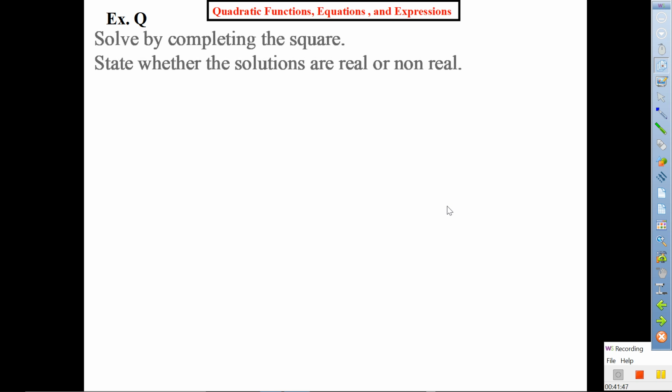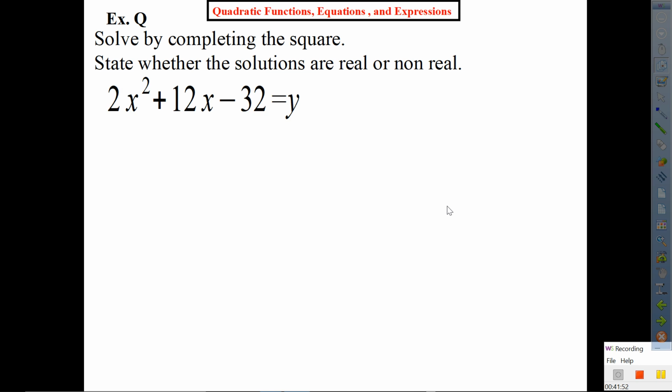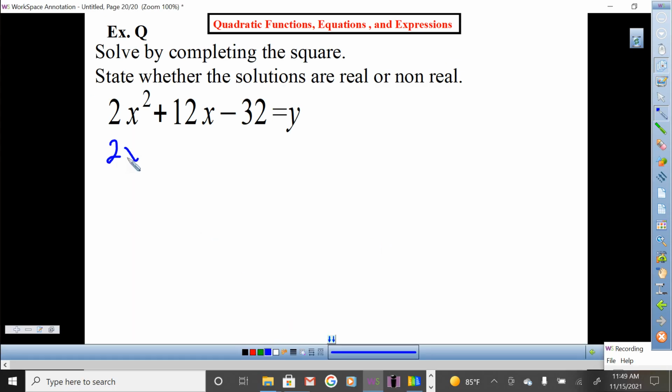Copy this one. Example Q. Last one. Solve by completing the square. Do we know how to use that process to complete the square? Yes, Mr. Q, that's our favorite. Okay, good. So we're given 2x squared plus 12x minus 32 equals y. Step 1, everyone. Set equal to 0. Okay? So, standard form, 2x squared plus 12x minus 32 equal to 0.